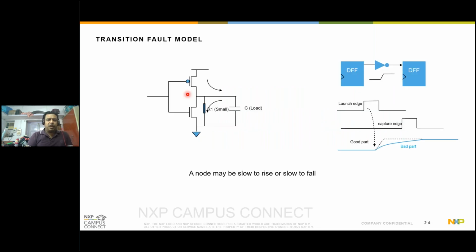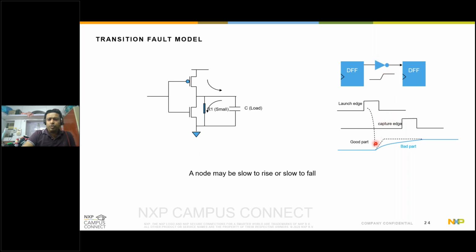Now let's see, using the same scan technique, how I can do my transition fault testing. We have seen that transition faults cause a particular node to transition from 0 to 1 or 1 to 0 in a slow fashion. What that means is, if you have a launch flop and a capture flop, and there is a transition event on a launch edge, this launch edge is causing a transition event from 0 to 1 on this inverter.